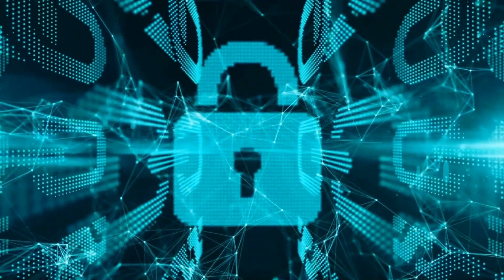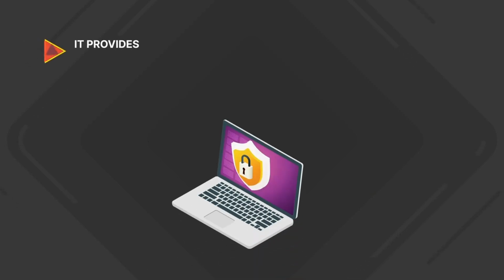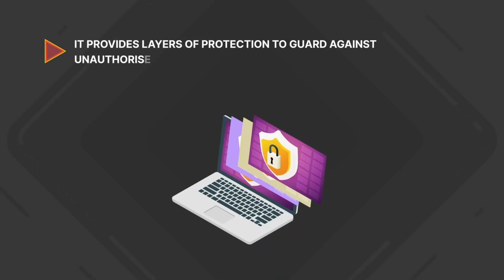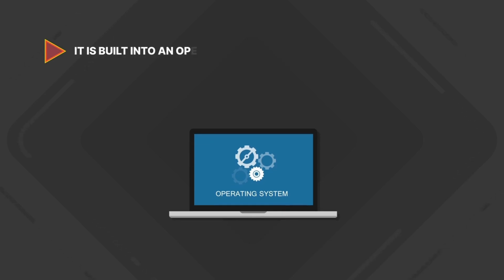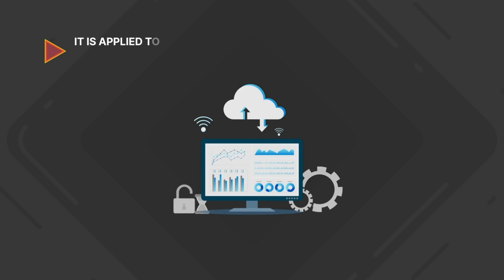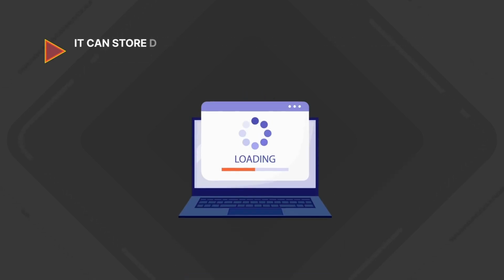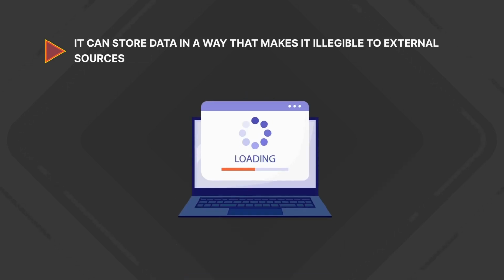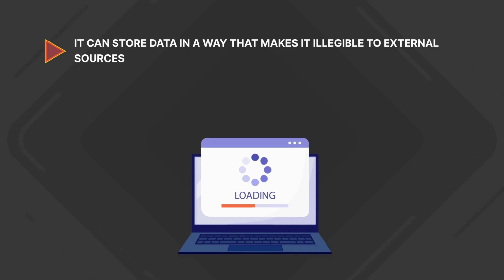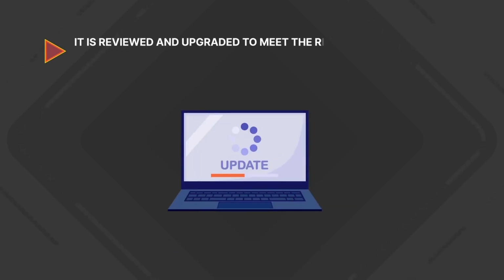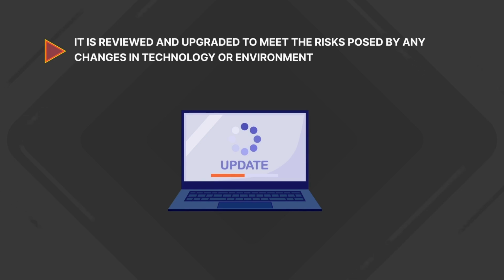Data encryption is best used when it provides layers of protection to guard against unauthorised or unlawful processing. It is built into an operating system from the planning stage. It applies to individual files, storage devices, or specific applications. It can store data in a way that makes it illegible to external sources. It is reviewed and upgraded to meet the risks posed by any changes in technology or environment.